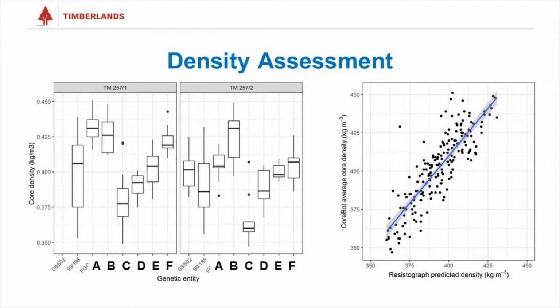We also found that the resistor graph tool was very good at predicting average core density at the individual tree level, as shown in the panel on the right. This demonstrates the utility of this tool for rapid wood quality assessment, at least for wood density.